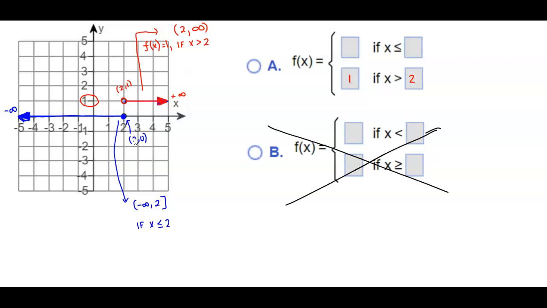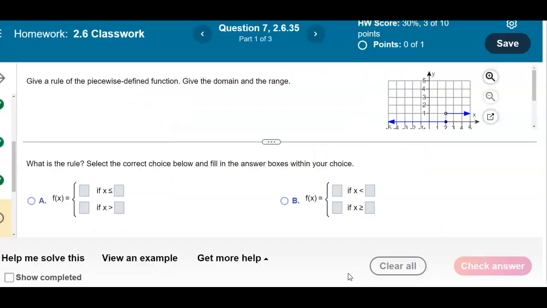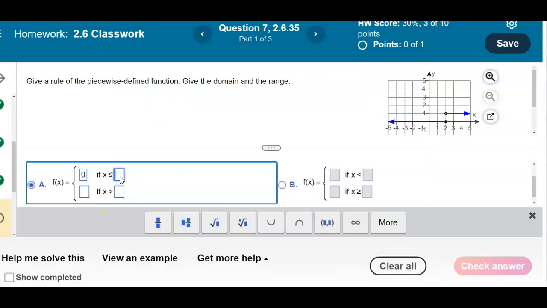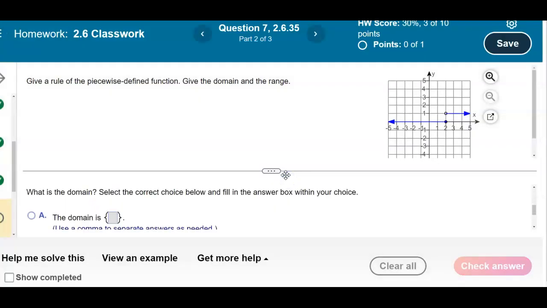Now we need to know what value it crosses as far as the y-axis is concerned. It's crossing this point on the y-axis, which is 0. So f of x is going to equal 0 if x is less than or equal to 2. And so there is our rule, and let's go ahead and put that answer in. So f of x equals 0 if x is less than or equal to 2, and f of x equals positive 1 if x is greater than 2. Let's check our answer, and there is our result.